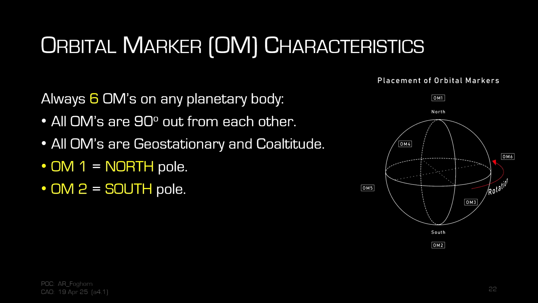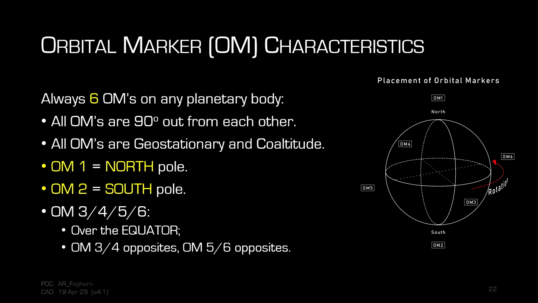3, 4, 5, and 6 are all over the equator, 90 degrees out from each other, co-altitude and geostationary. So 3, 4, 5, and 6 move. 1 and 2 don't move. 1 and 2 are over top of the poles and they don't move. 3, 4, 5, and 6 are spinning with the planet. They are geostationary, so they are rotating at the same speed that the planet's rotating, so they are sitting over the same spot on the surface. But when we're out in our spaceship in near orbit, they are actually moving in the direction of east, at the same angular velocity that the planet or moon is.